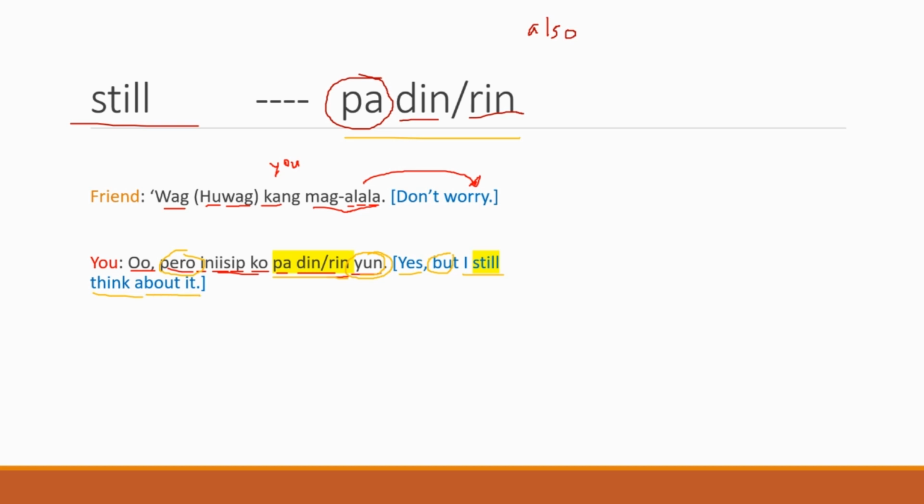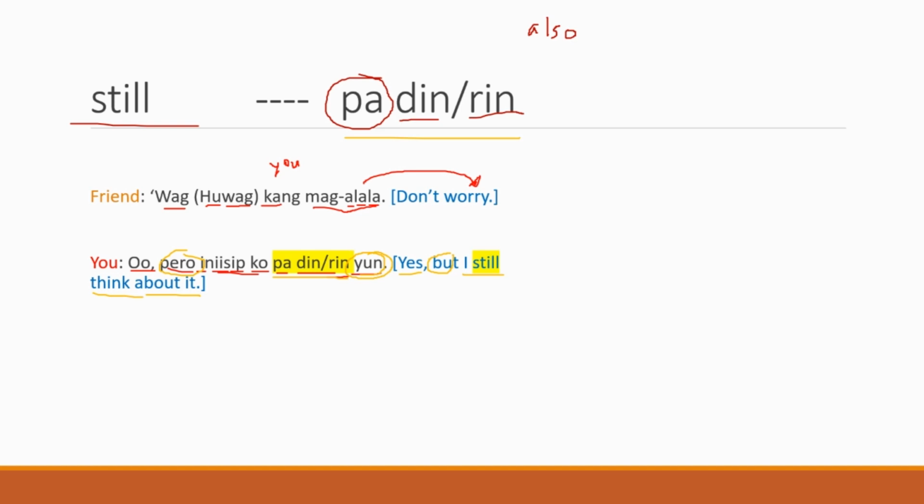So, in Filipino, you will say, "Oo, pero iniisip ko pa din yun." Or pa rin yun. Okay, did you see how pa din or pa rin is being used in this context? Okay, let's practice saying it again. Huwag kang mag-alala. Oo, pero iniisip ko pa din yun. Oo, pero iniisip ko pa rin yun.